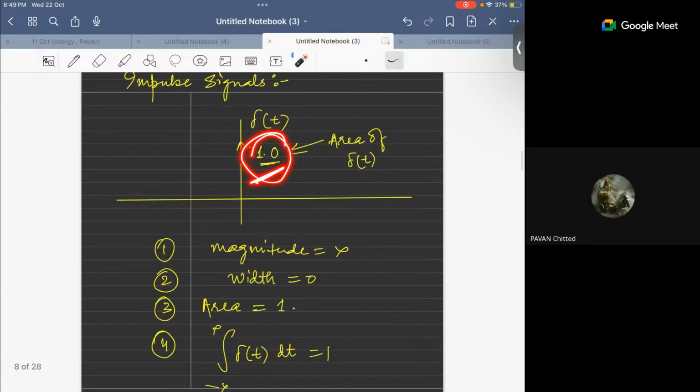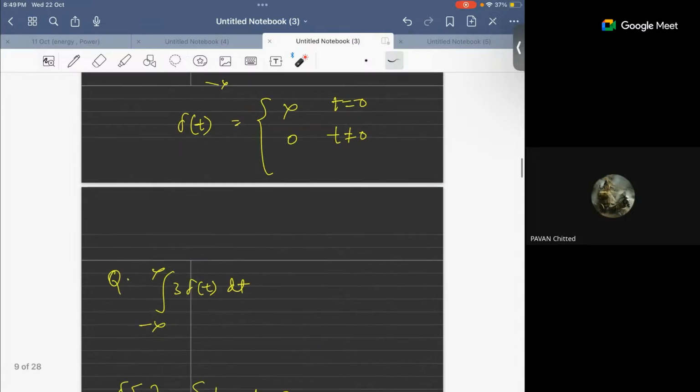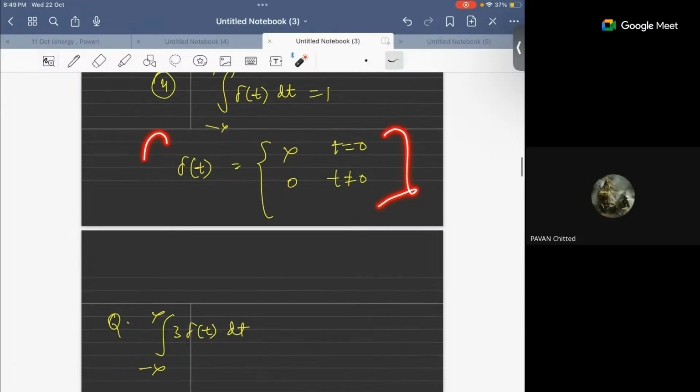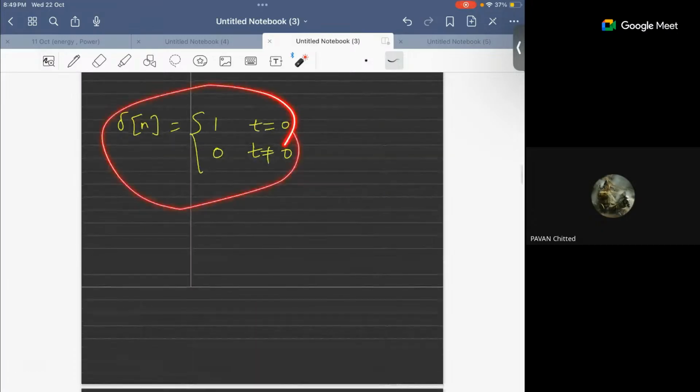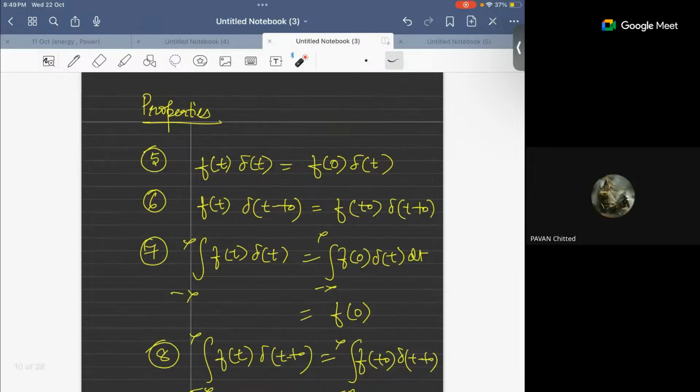The area should be this. The delta function is generally represented with the area. So this is how the function is mathematically represented. Okay, so this is fine. And for a discrete one, this is totally different. We will be learning this in DSP in the coming term.